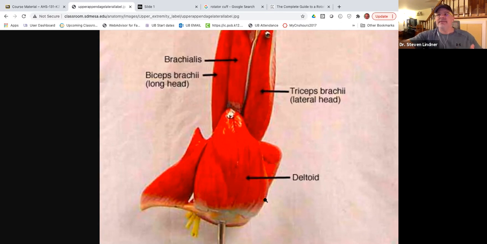Now, you can't say that on a test, right? You can't say moves the arm to the front or moves the arm to the back or moves the arm to the outside. Those aren't official actions. You would have to use the appropriate terminology. So the anterior deltoid flexes the shoulder. The posterior deltoid extends the shoulder. The middle deltoid abducts the shoulder.